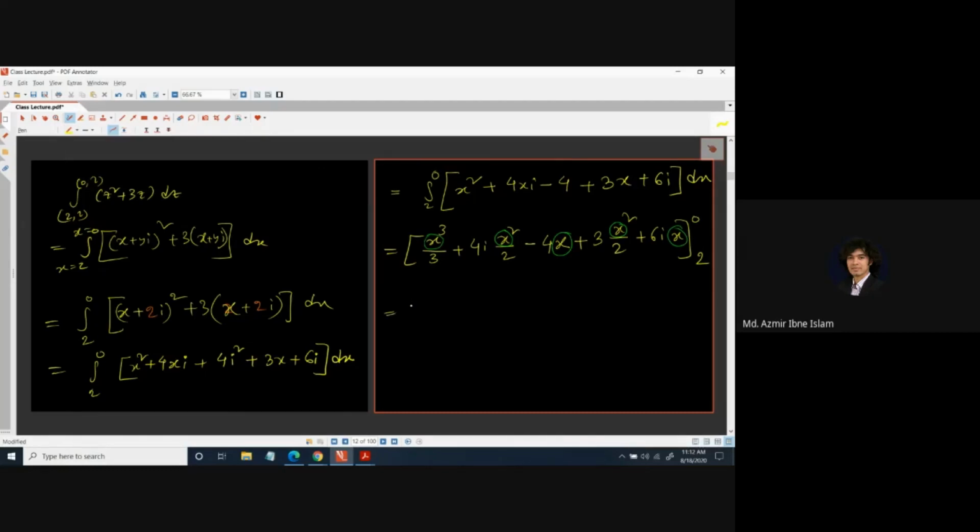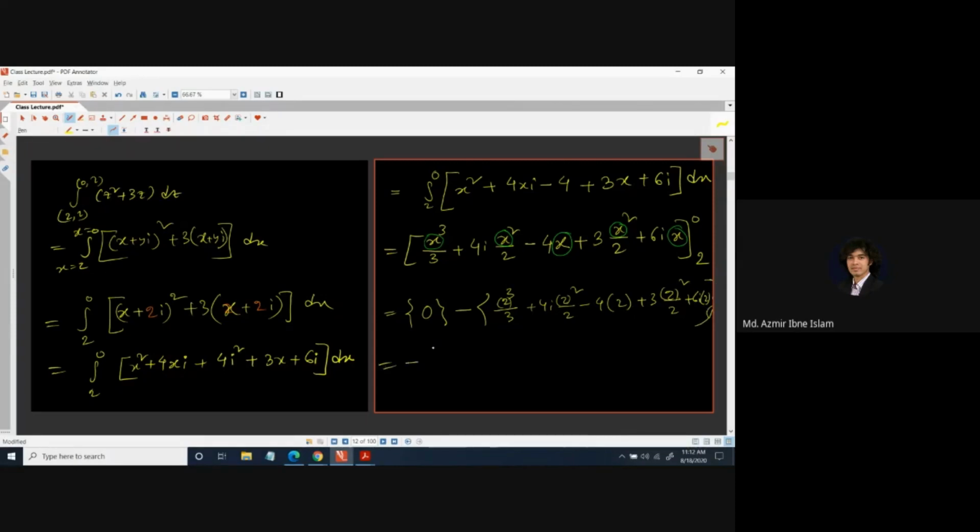At first, if we input 0, everything is 0, that means the first part will be 0. Negative, antiderivative at the upper limit, done. Now work with the lower limit. So it will be 2 cubed by 3. That means where we have x, we are plugging in 2. 4i times 2 squared by 2. 4 times 2. 3 times 2 squared by 2. 6i times 2.